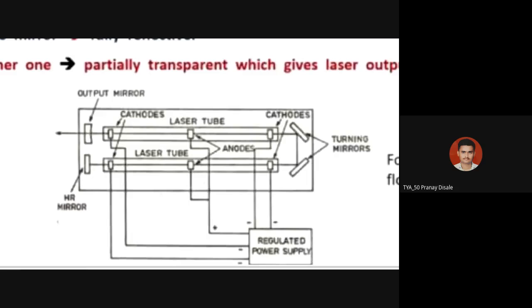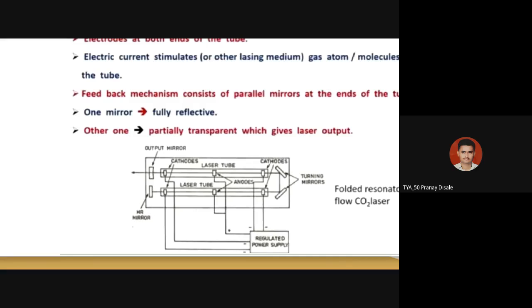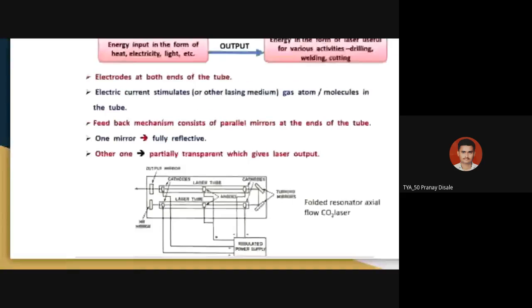So here it redirects the photon to come back again into the lasing medium, because of those mirrors. For this CO2 laser, or for a gas laser, this kind of arrangement is called a folded resonator. Folded resonator axial flow CO2 laser is used. This diagram is for a folded resonator axial flow CO2 laser, and this is for generating 100 watts of laser power.